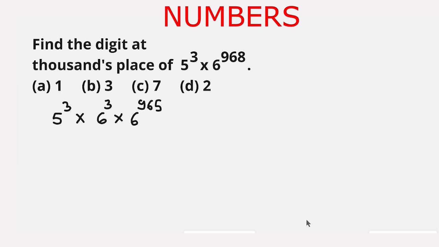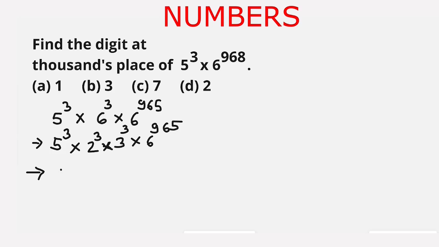This can be written as 5 to the power 3 multiplied by 2 to the power 3 multiplied by 3 to the power 3 multiplied by 6 to the power 965. This becomes equal to 5 to the power 3 multiplied by 2 to the power 3, which is 5 times 2 is 10 to the power 3, multiplied by 3 to the power 3 multiplied by 6 to the power 965. Now this question has become very easy now. 10 to the power 3 is 1000.